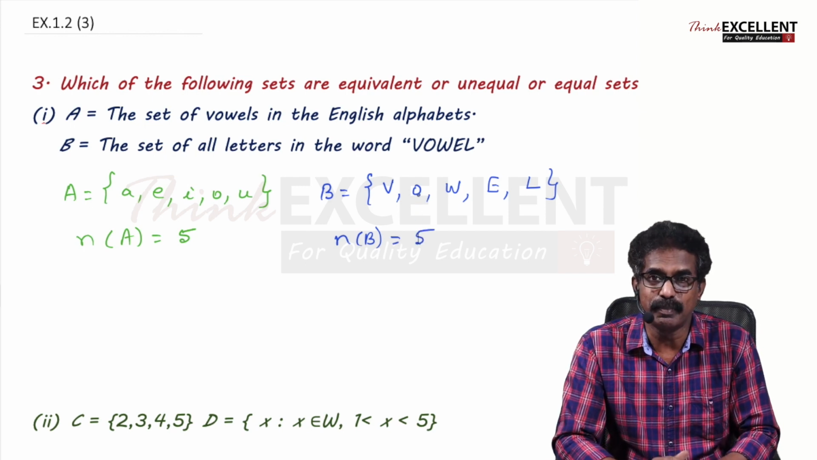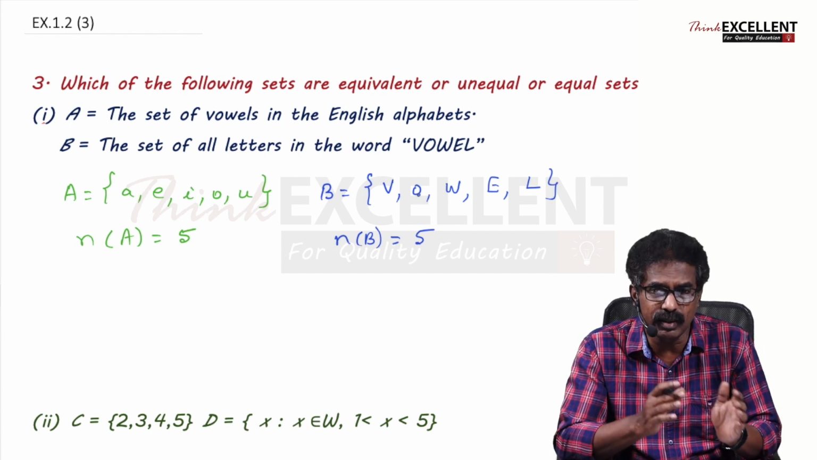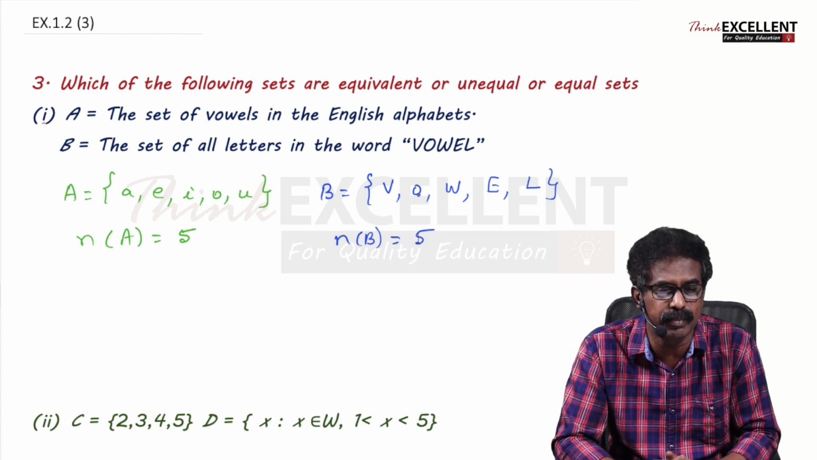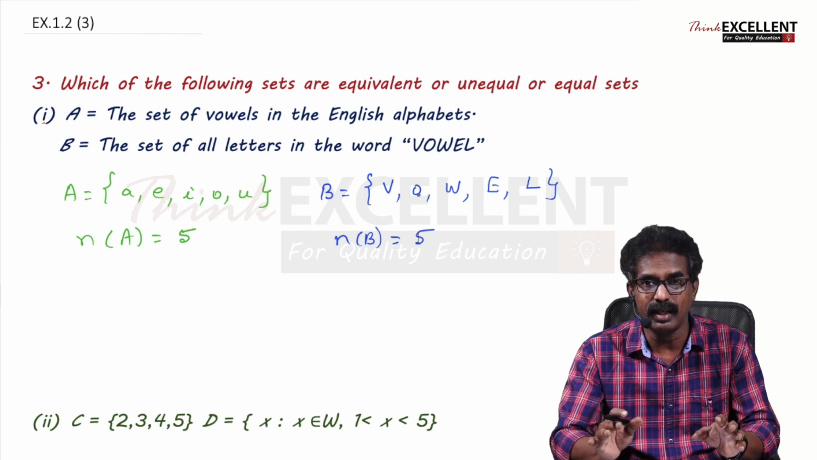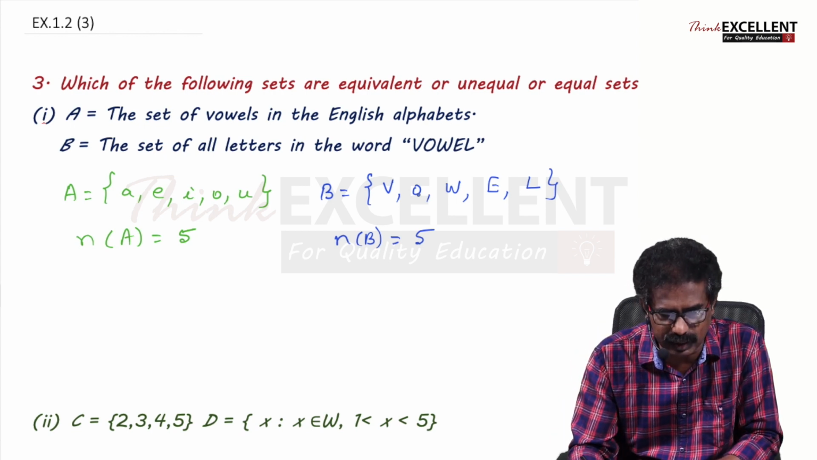Number of elements are the same. Don't conclude it is equivalent yet. You see whether they are equal or not. See whether the elements are exactly the same. Here A is there, but there A is not there, right? So they are not equal, but the number of elements are the same. So you can say they are equivalent. Okay, so write the reason here.